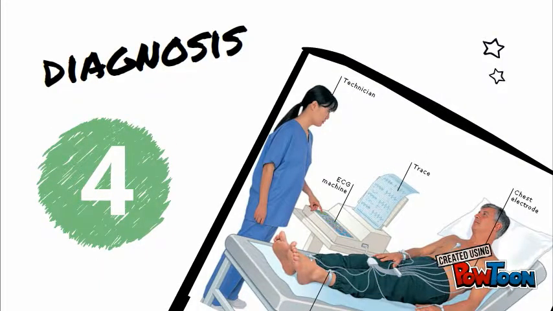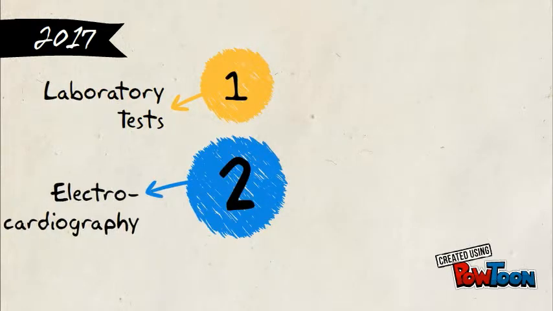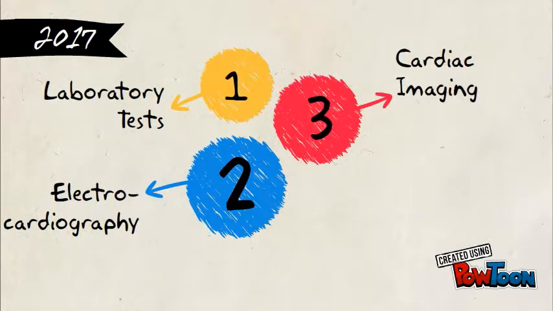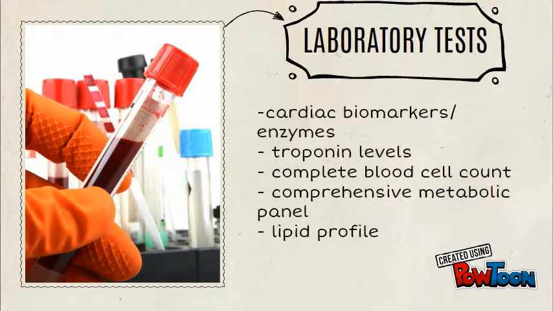Diagnosis. Three ways of diagnosing heart attacks include: 1. Laboratory tests, 2. Electrocardiography, and 3. Cardiac imaging. In laboratory tests, we are able to identify cardiac biomarkers, troponin levels, complete blood cell count, comprehensive metabolic panel, and the lipid profile.